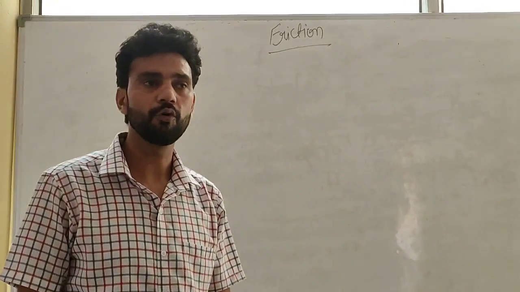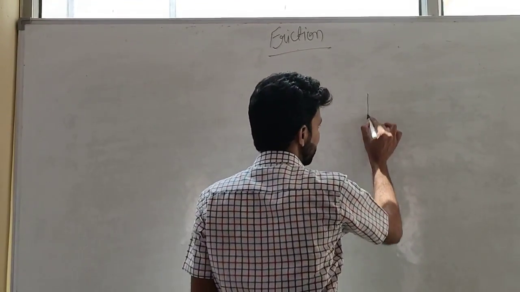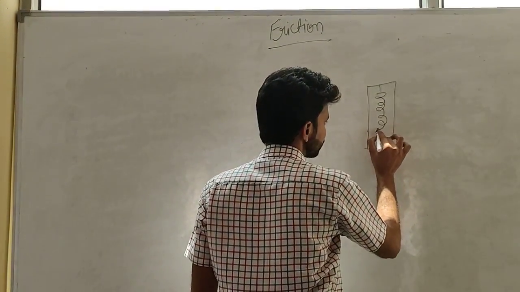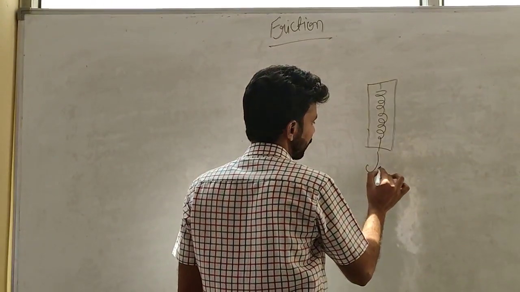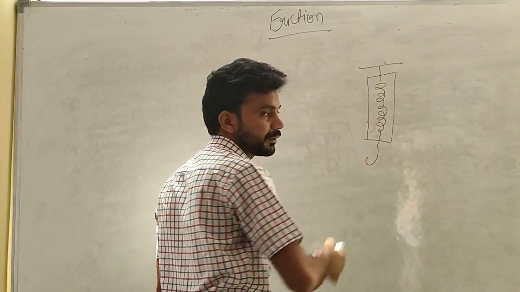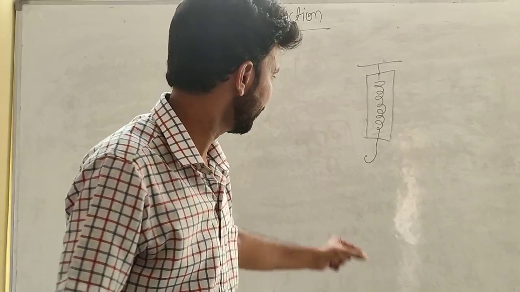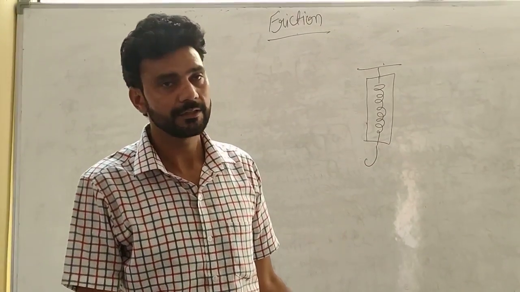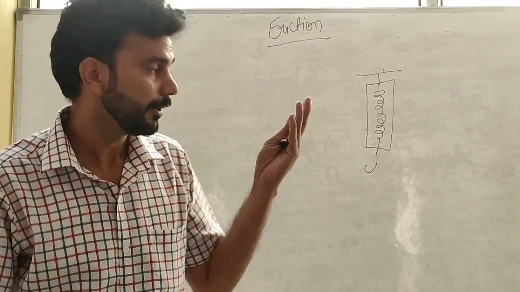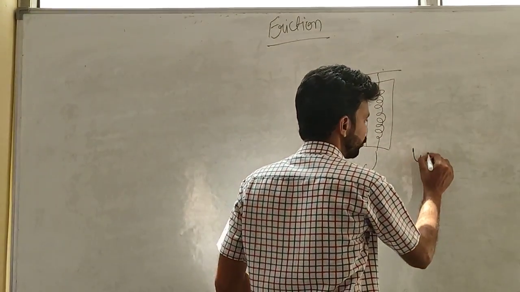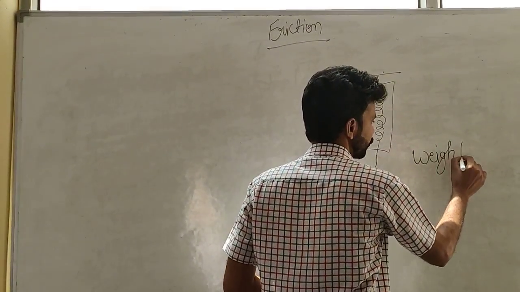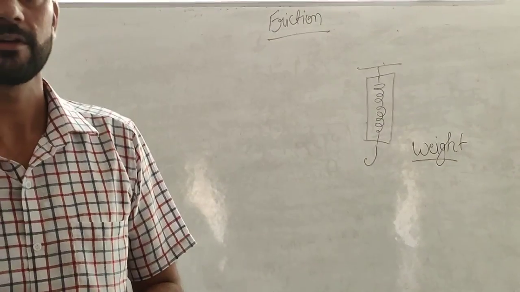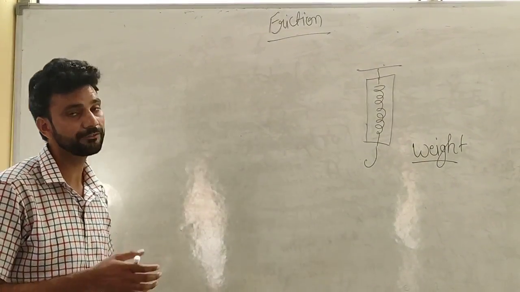How will you measure the force? We all know about the spring balance. When we hang the spring balance at some height and tie a weight to it, it can measure the force. It measures the weight of the object, and we know that weight is also a force. So by this also we can calculate friction. Next I will tell how we can calculate the friction.